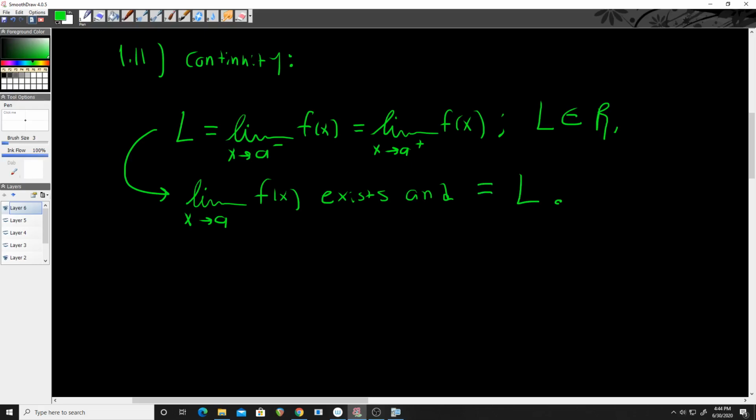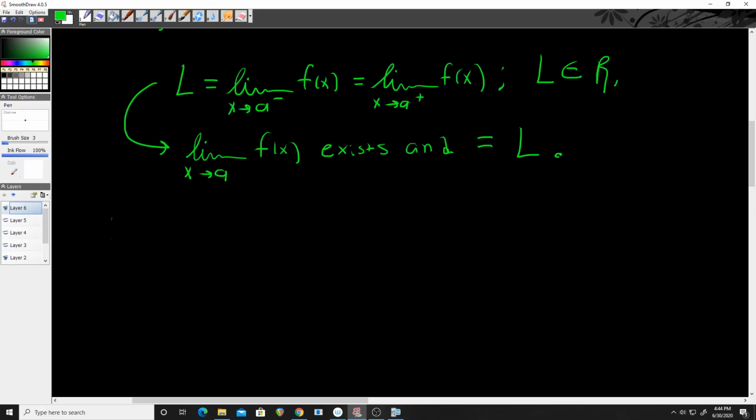Now, continuity is what happens when you don't have to lift your pencil when sketching for any reason. So let's talk about this continuity over an interval. Let's say the interval is AB, like this.